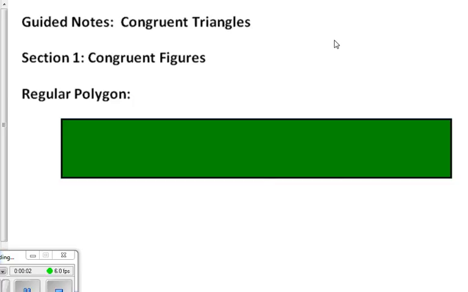All right, we're on Unit 3 now, which is all about triangle congruency or finding congruent triangles. Section 1 is about congruent figures. So not just triangles, triangles is the main thing, but congruent figures overall. So the first thing we want to look over is regular polygons. And this is one of your vocab terms here. I want to have this one written down.